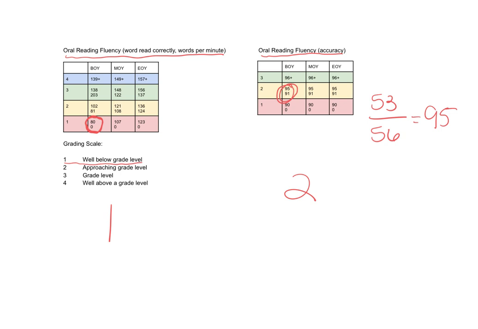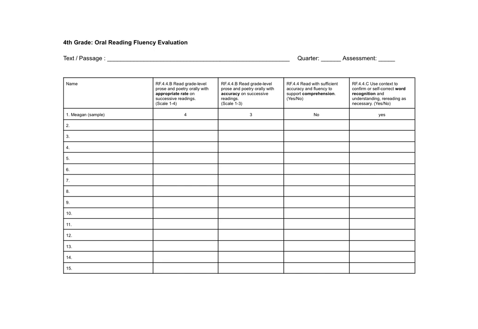So what's really cool about this is because then we could say to our families, hey, you know what? Your student is reading pretty accurately for their grade level. They're just reading kind of slowly. So we want to really work on that speed. So I'm going to take these two numbers. So we've just gotten our scores. Now I'm coming back to the rubric, and I'm going to enter those scores now.